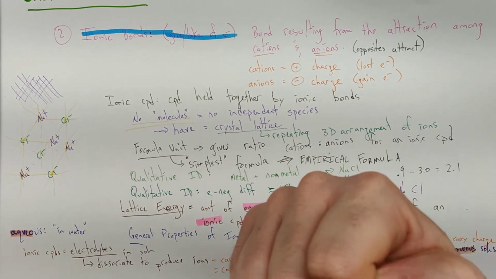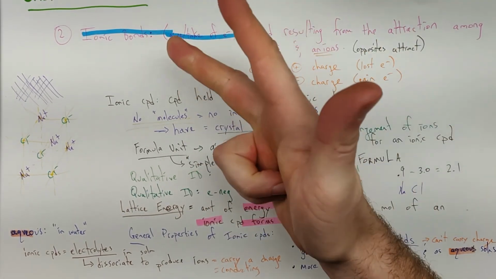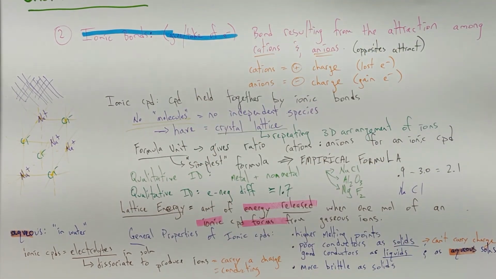So for chemical bonds, we have covalent done, we have ionic done, and we can spend a little bit of time talking about metallic bonds in the next video.